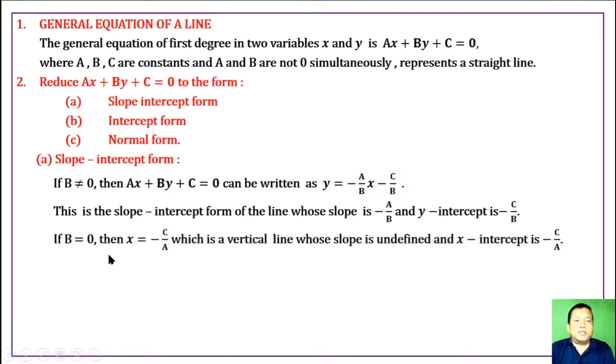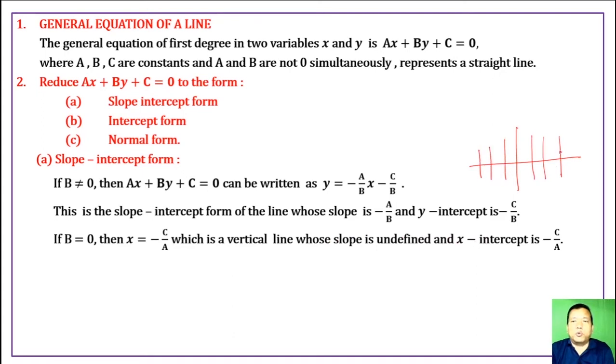If b is 0, then x equal to minus c by a, which is a vertical line whose slope is undefined and x-intercept is minus c by a. Vertical line means this line or this line or this line, and so on.